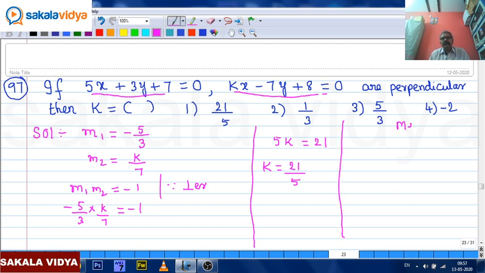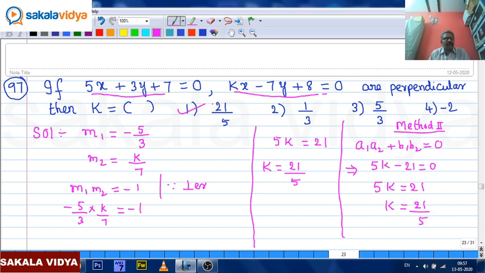Method number 2. So what is method 2? a1 a2 plus b1 b2 should be equal to 0. a1 is 5, a2 is k, so 5k, b1 b2 is 3 into minus 7, which is minus 21, equals 0. 5k is equal to 21, k is equal to 21 by 5. So the first option is the right option.